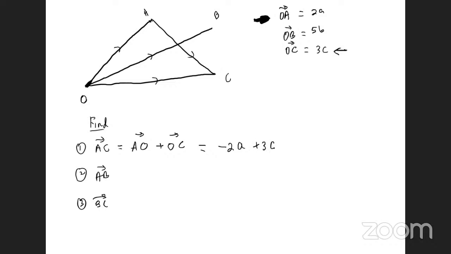Right, AB, what will AB be? You draw your line, A to B. AB will be A to O plus O to B. A to O, we just figured out, is minus 2A, and O to B is 5B. That's it. BC, just try BC for me.